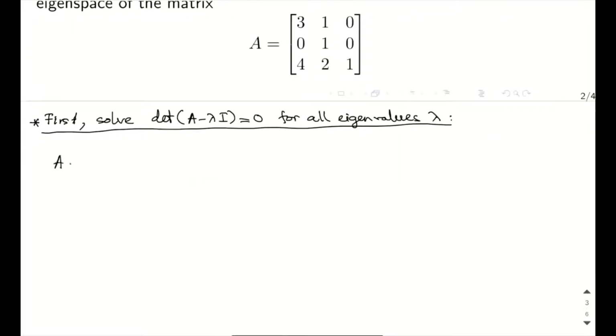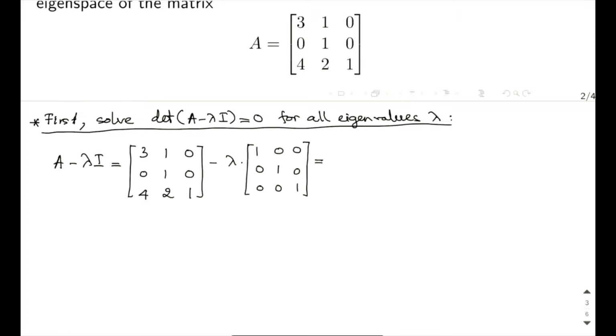So A minus lambda I. A is a 3 by 3 matrix minus lambda times I. A is 3 by 3, so the identity matrix here has got to be 3 by 3. Perform the scalar multiplication and the subtraction for matrices. You have A minus lambda I equals 3 minus lambda, 1, 0, and then 0, 1 minus lambda, 0, 4, 2, 1 minus lambda.